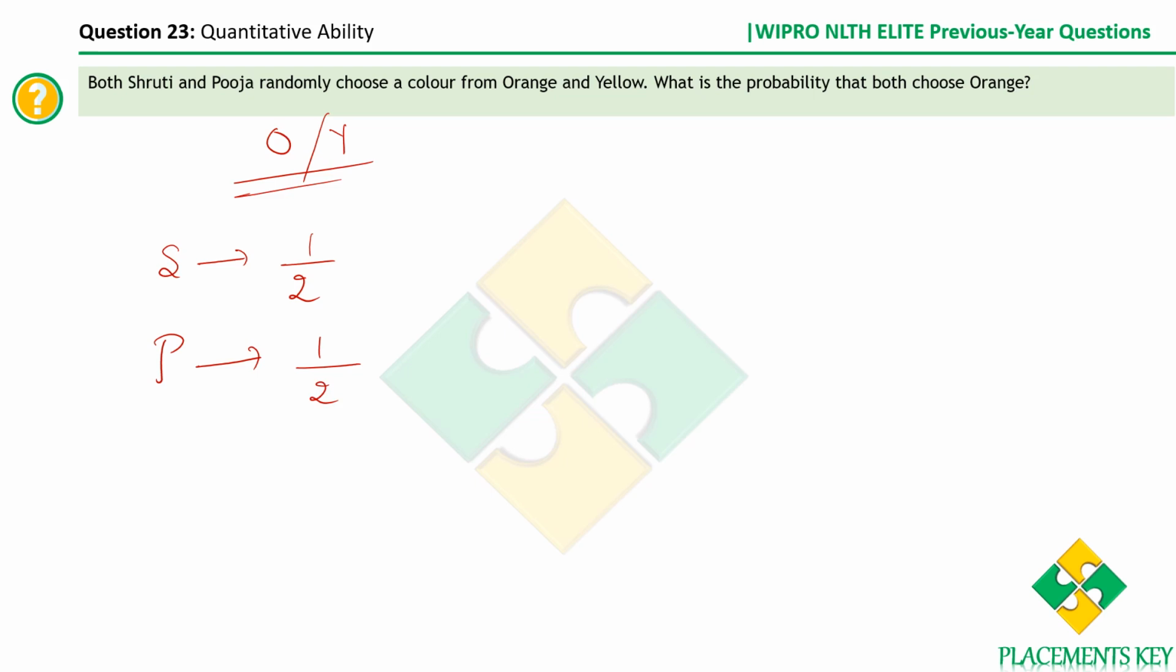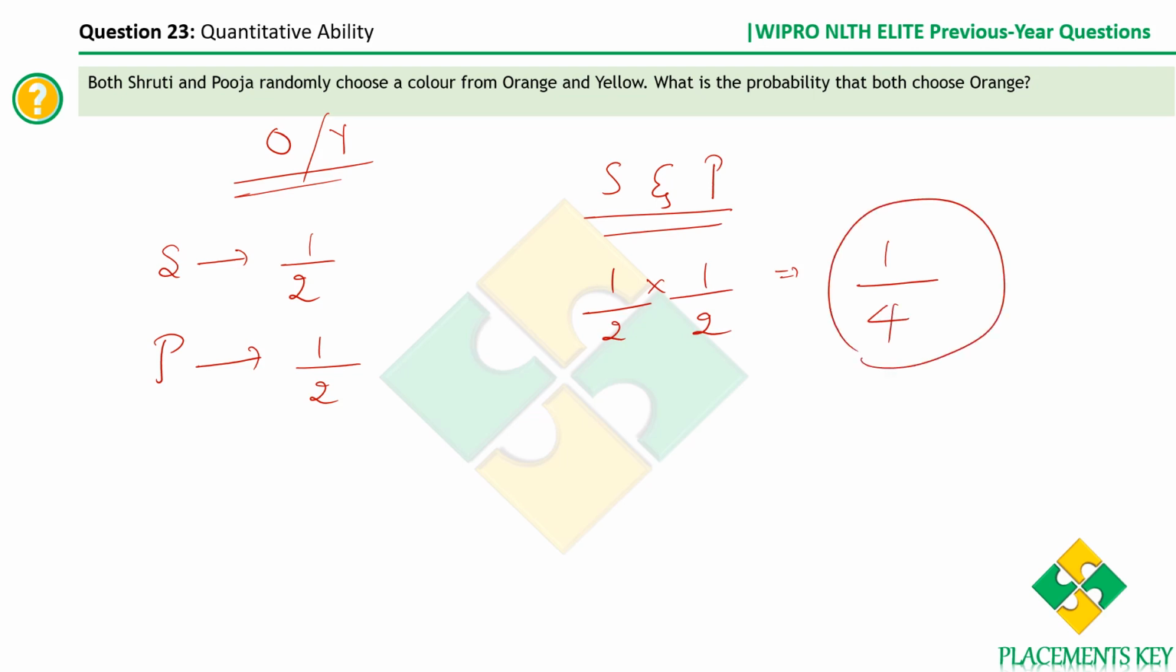Out of orange or yellow, she has to choose orange, therefore it's 1 by 2. Now we are told that both have to choose orange. Therefore, Shruti and Pooja have to choose orange. So it is 1 by 2 into 1 by 2. Since there is an "and", we multiply. Therefore, the probability that both choose orange is 1 by 4.